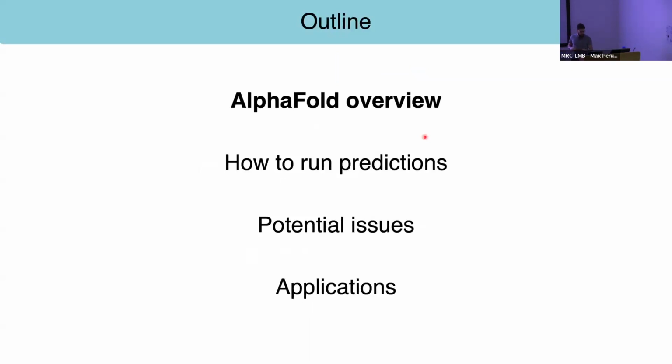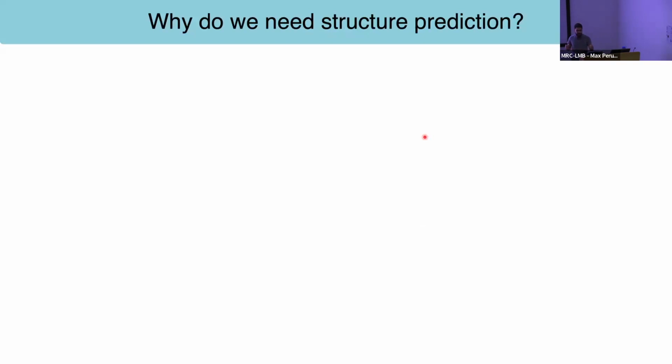All right, so why do we need structure prediction? I mean, probably this doesn't need to be said at the LMB, but as you know, first pass, we want to know what our favorite protein looks like, right? So this gives us structural context to biological questions, of course.